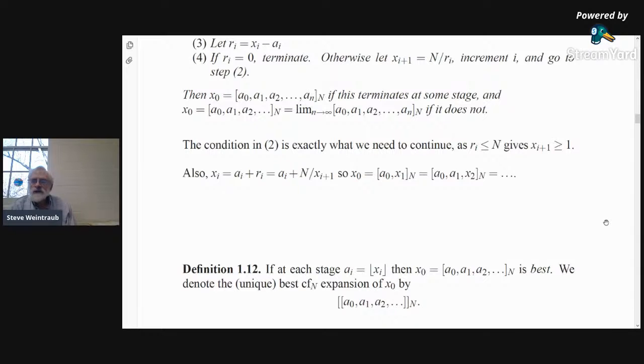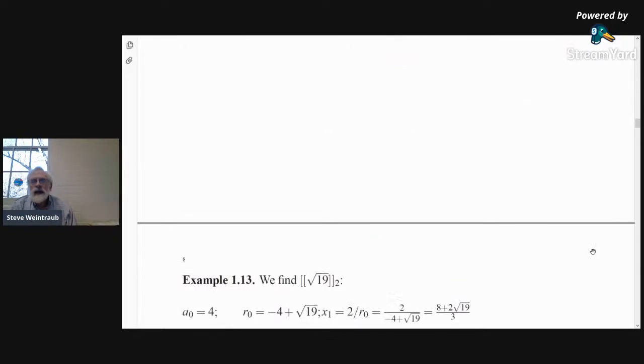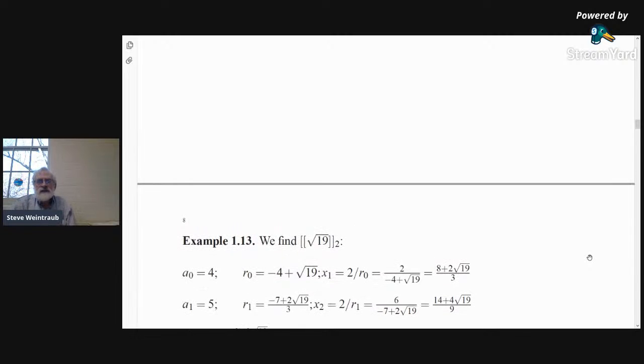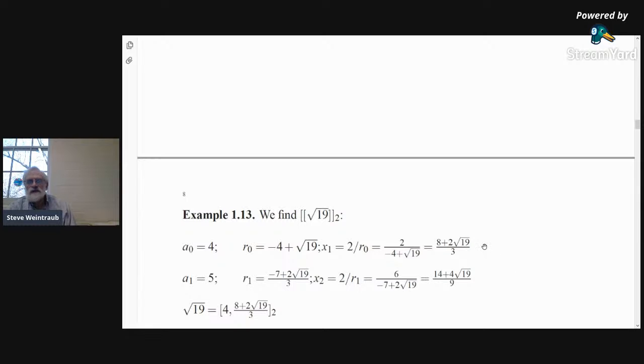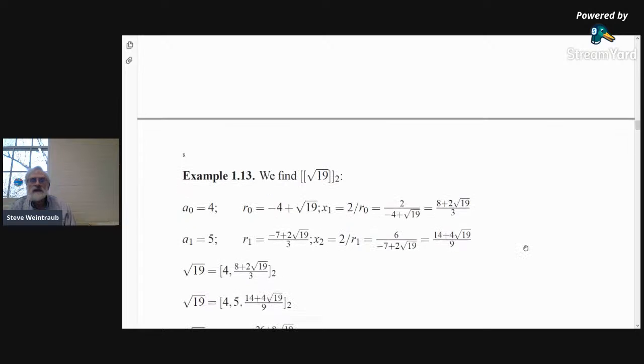So to illustrate this, let's look at the square root of 19 again, and let's look at the best continued fraction expansion of the square root of 19 with numerator 2. Okay, so again, a0 is 4. Here's the remainder. Now x1 is 2 over the remainder. It's 2 over minus 4 plus the square root of 19. A little arithmetic shows that this is 8 plus 2 times the square root of 19 over 3. The greatest integer in that is 5. r1 is this minus 5, which is this. x2 is 2 over r1, which turns out to be 14 plus 4 times the square root of 19 over 9, and we continue in this way.